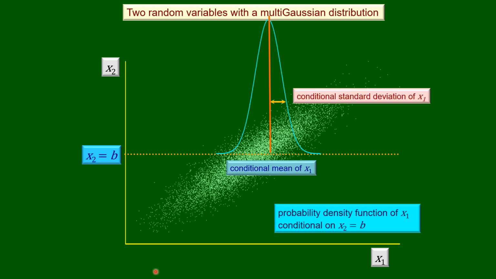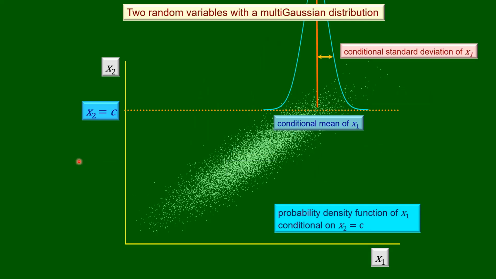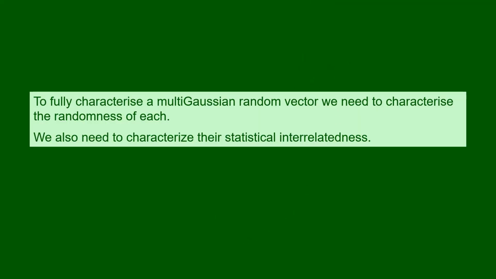And the same logic applies if I were to know x2 equals b or x2 equals c. I can draw up a conditional probability density function for x1. I will have a mean, an expected value for x1 that is dependent on the value of x2, and the uncertainty associated with x1 will be less.